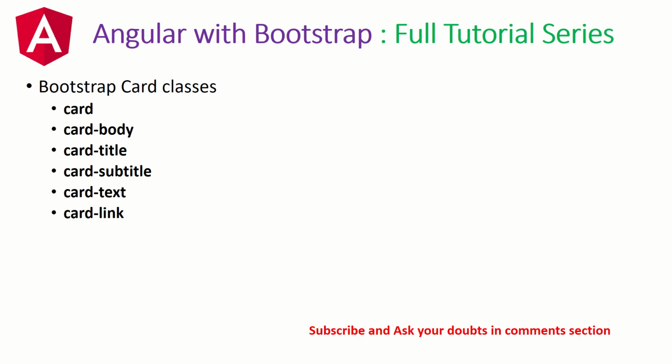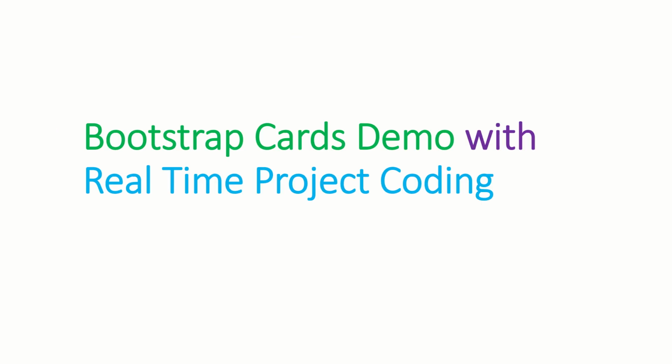Alright, so Bootstrap provides various classes, and a card is nothing but a section that you can group together, a piece of information or data that you can group together in your application. Now, Bootstrap provides various classes like card and card body. A card can have an image, a title, a subtitle, text, links, etc. So we will learn how to use all of that in our application, which is a real-time project we are doing. I hope you will like it.